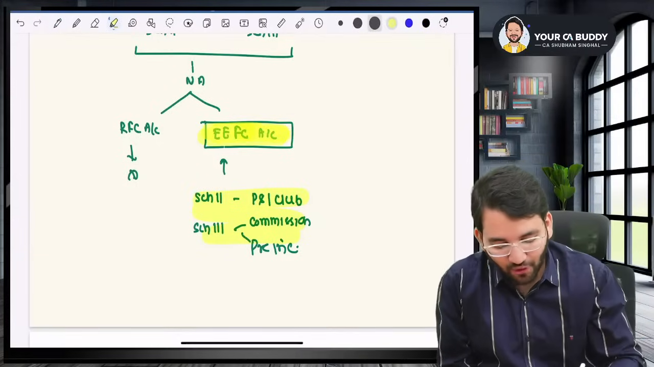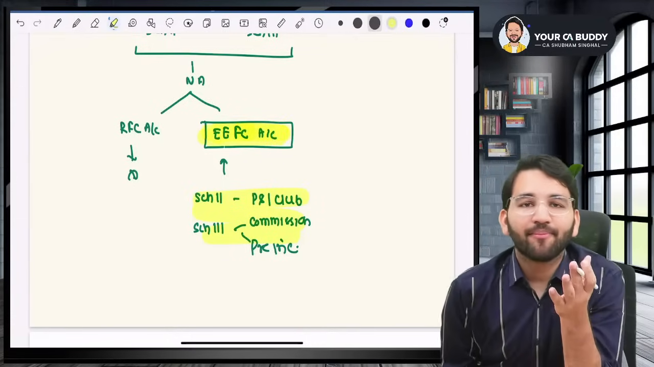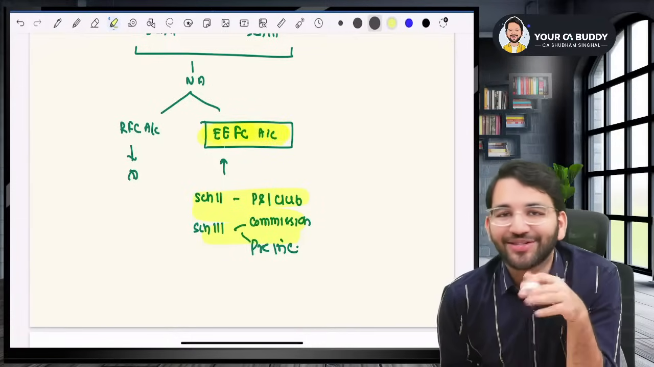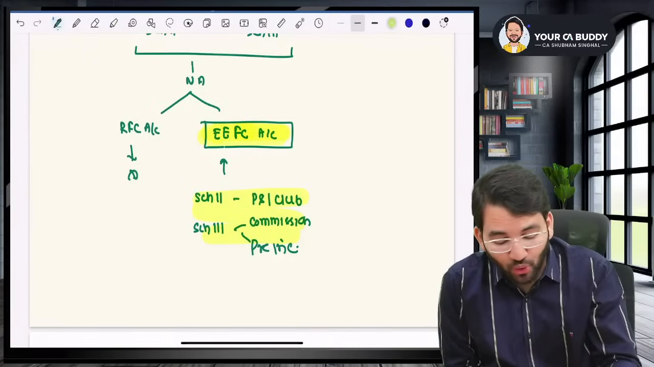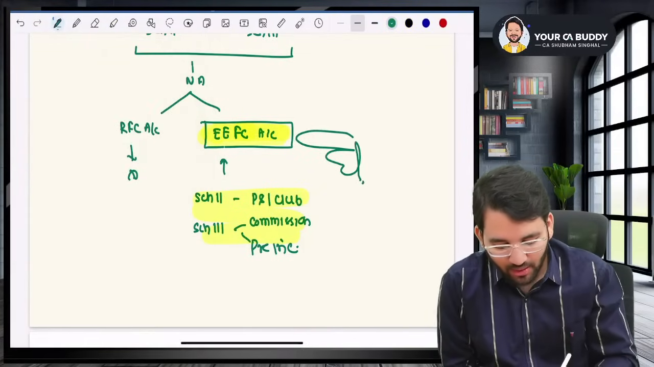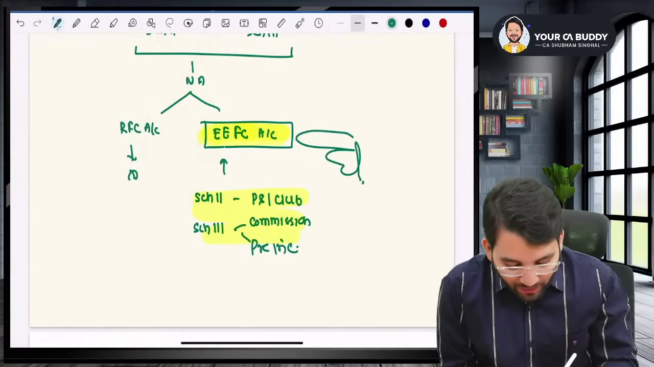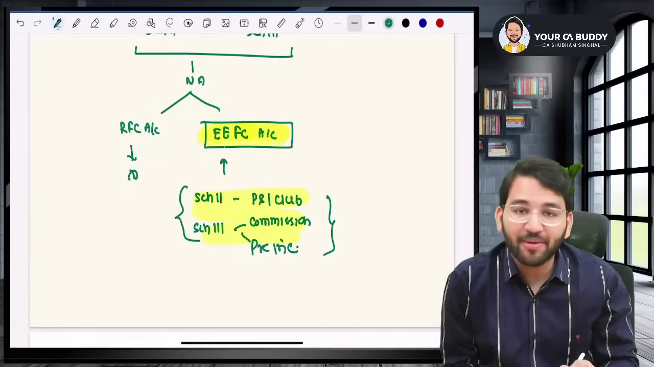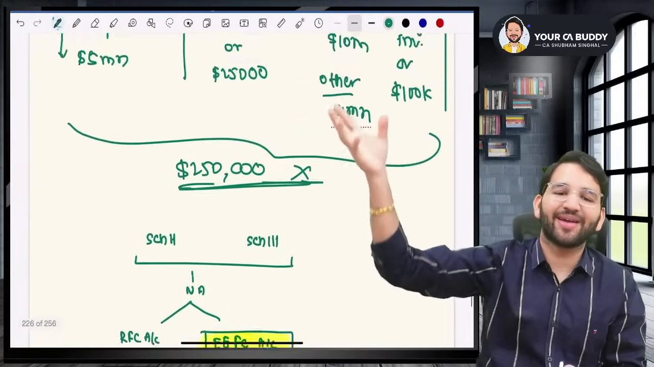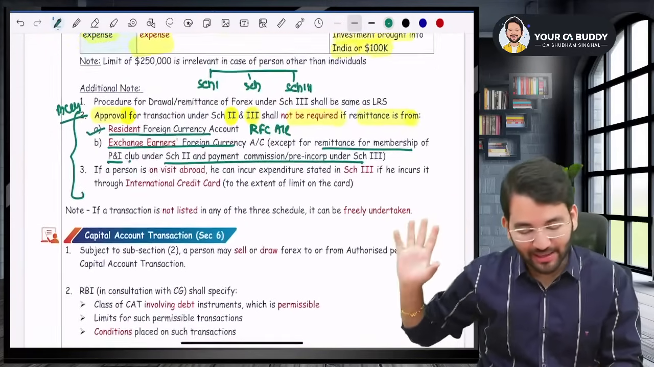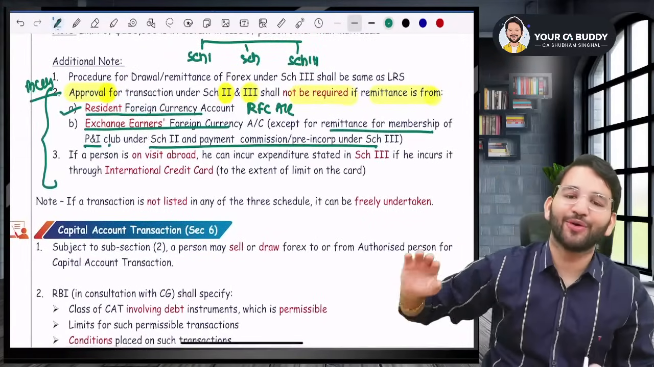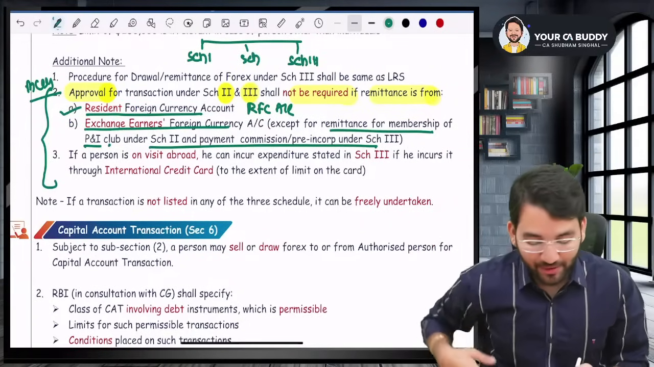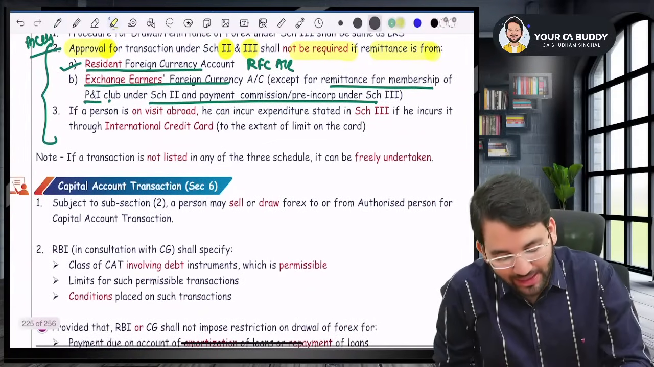But for an exchange earner foreign currency account, for example, I want to conduct a cultural tour. If I pay through the exchange earner foreign currency account, no approval is required. But if I pay for P&I club membership, then approval will be required. Okay, sir, we understand this very beautifully in the class, but now I'm also trying to make charts for you so that you get a complete grip. Try to understand. Okay, now the last point, sir.